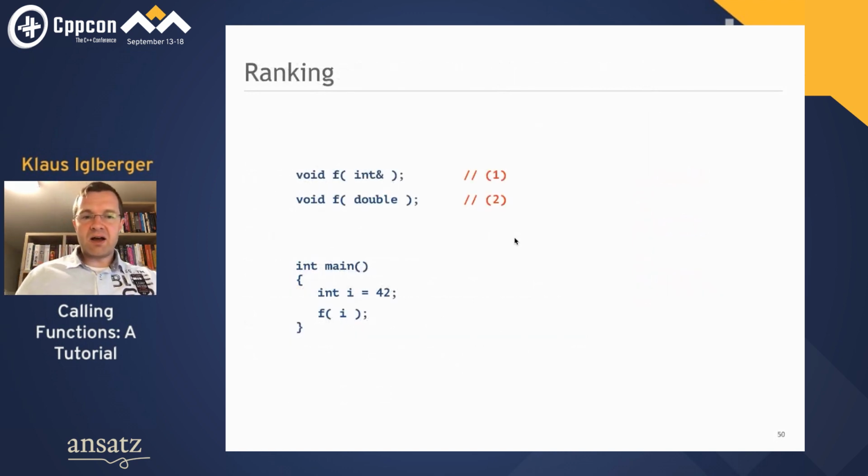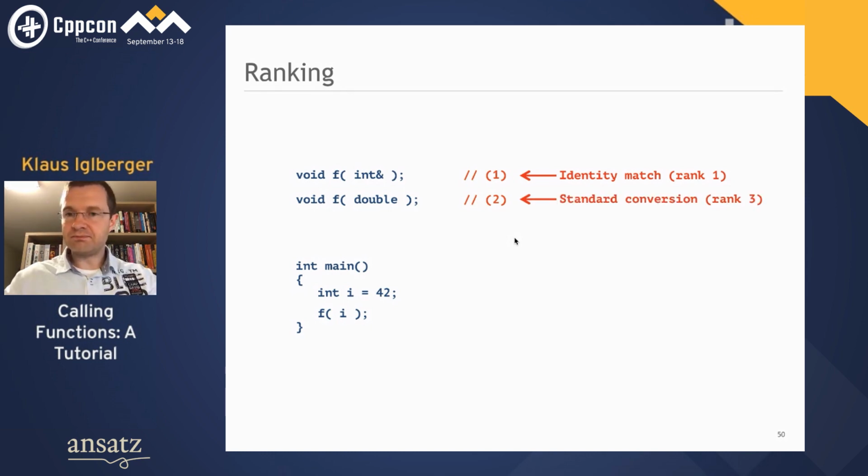So let's say that I have an integer, 42, and that I pass this to a function f. Lookup came up with these two functions: function f that takes an integer reference and a function that takes a double. Now the process is pretty simple. I rank these functions based on the given arguments. For function 1, I actually get a rank 1. It's an identity match. I don't even have to add a const here. For function 2, I rank this as a conversion, so a rank 3. So it's obvious function 1 should be called because it has a much lower rank than the second function. So function 1 is called.